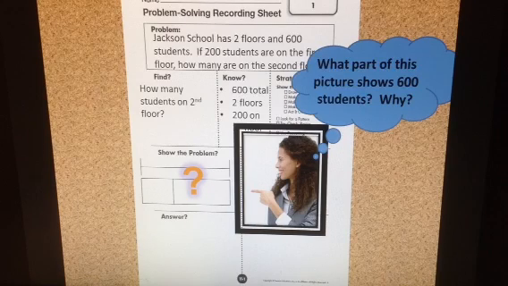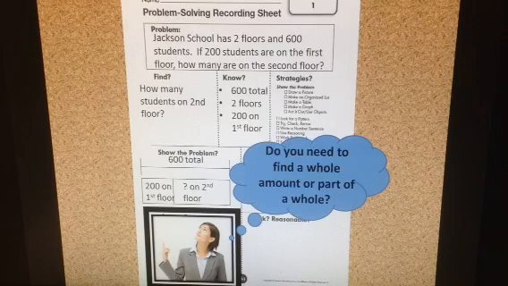Then we show the problem. So down here in the box with a question mark, we thought about what to write on that part whole map. And then I asked the students what part of this picture shows 600 students and why. Students knew this part right away from first and second grade. They knew that the 600 would go at the top of the part whole map because the whole number always goes at the top. Here it is filled out with 600 at the top, 200 on the first floor, and we don't know how many on the second floor.